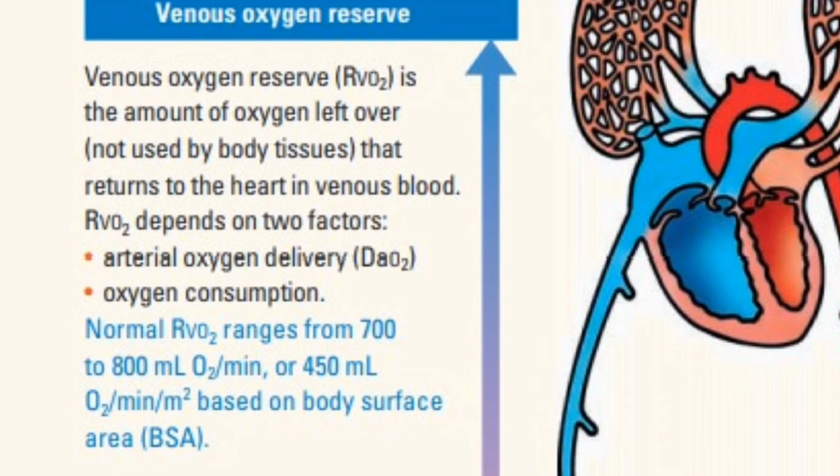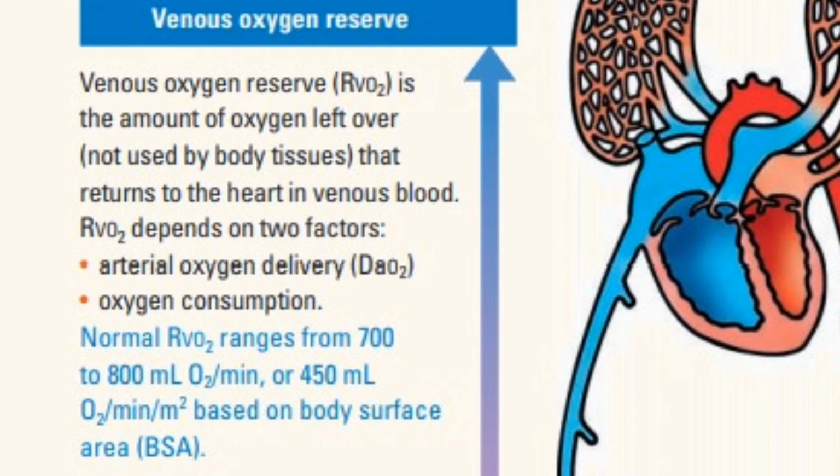So, venous oxygen reserve. Venous oxygen reserve, RVO2, is the amount of oxygen left over which is not used by the body tissue that returns to the heart in venous blood. So the RVO2 depends on two factors. Number one, we have the arterial oxygen delivery, or the DaO2. And number two is the oxygen consumption. So normal RVO2 ranges from 700 to 800 ml of oxygen per minute.